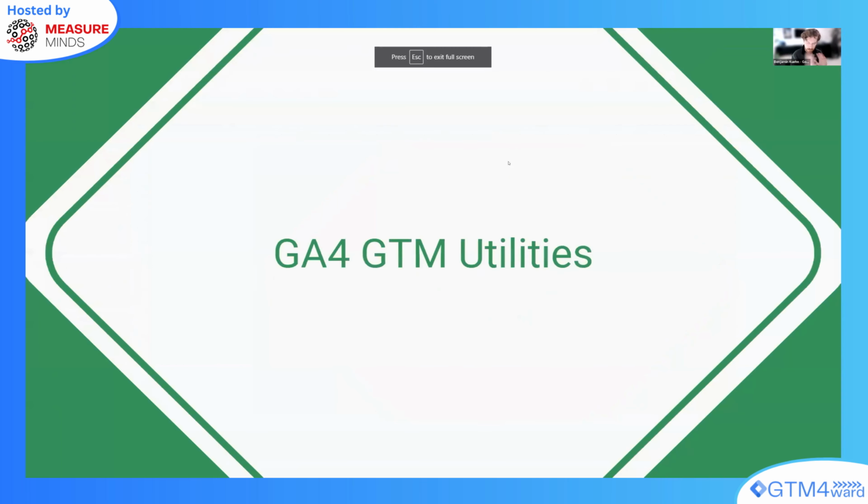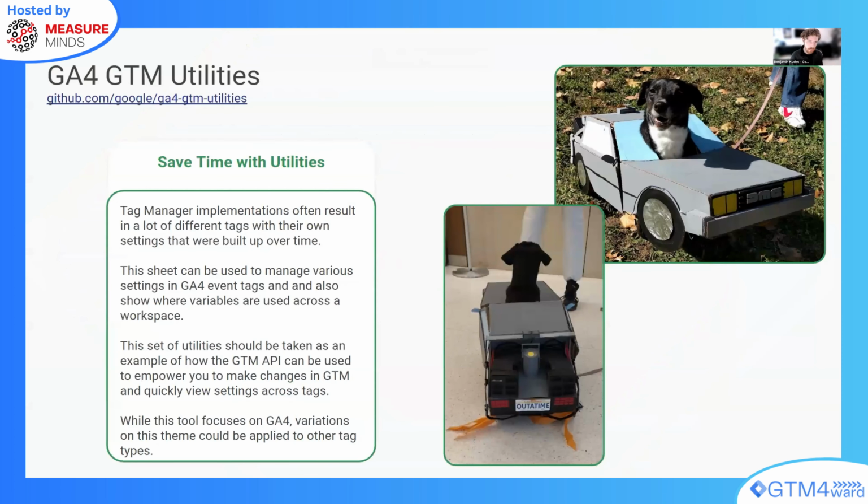So the migration tool helps you migrate. The utilities tool helps you maintain and hopefully manage Google Tag Manager over time. Again, specifically for GA4, but you could perhaps broaden this to any other tag type if you're so interested. And so what does the utilities tool do? It helps you save time with your tags.